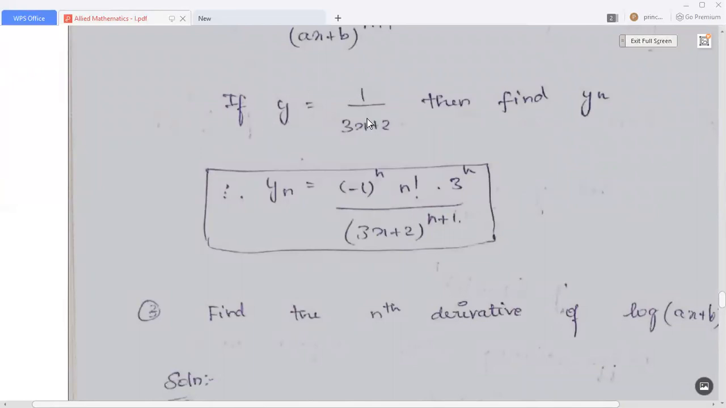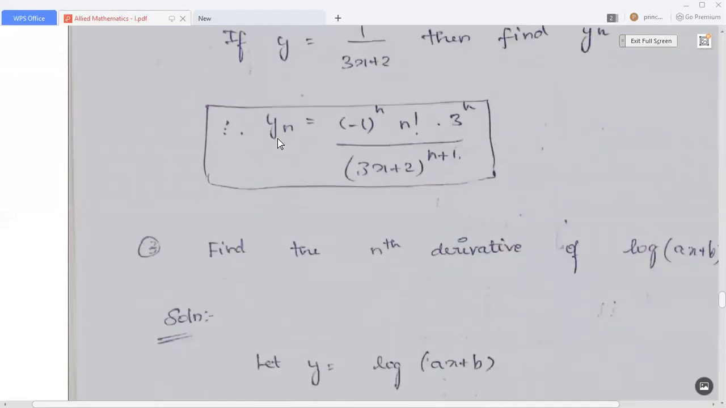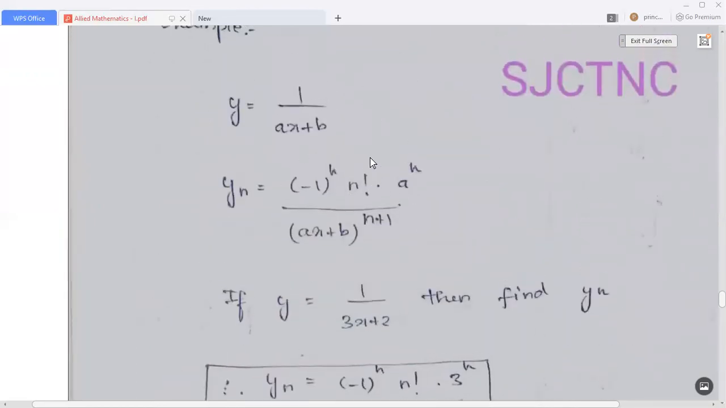If y equal to 1 by 3x plus 2, so instead of a we have 3, instead of b we have 2. So for this we find the nth derivative. So y equal to 1 by 3x plus 2, the nth derivative is yn equal to (-1)^n into n factorial into a^n. Instead of a, here we write 3. So 3^n whole divided by (3x+2)^(n+1). So this nth derivative is obtained according to this formula.